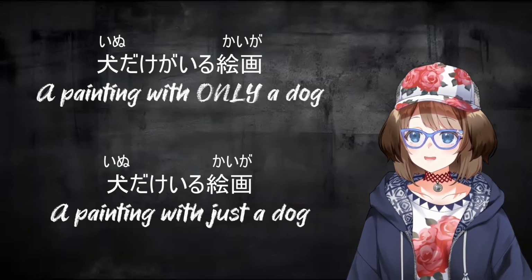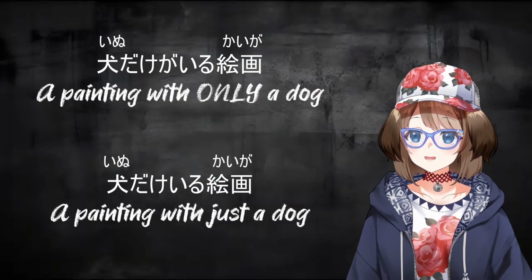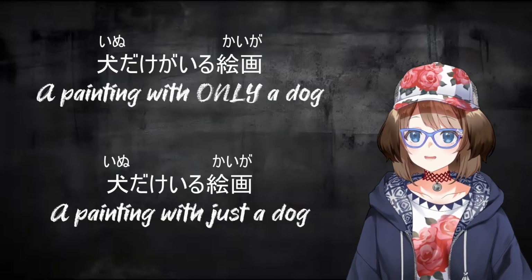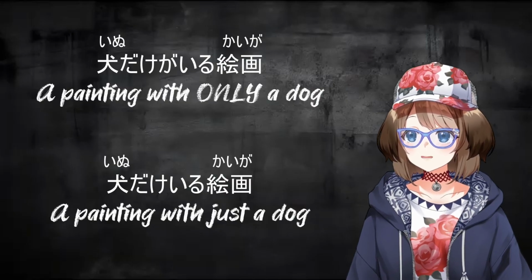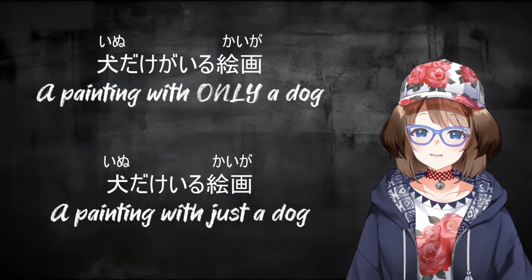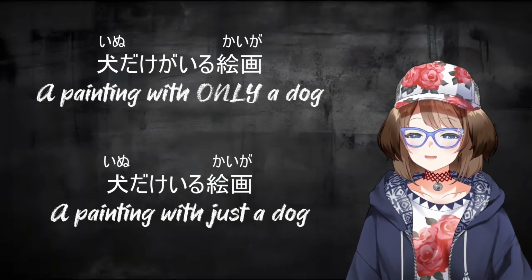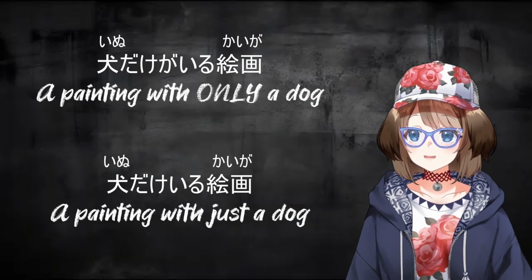And so casually, colloquially, when you're talking to people, dropping a particle is something that can happen from time to time. And especially with something like dake, which itself is a particle, dake can sometimes just kind of slot in and substitute for the particle. In fact, using dake in place of the particle might even be more common, right? So a very, very common, very casual sentence, or at least noun phrase, would be inu dake iru kaiga. A painting with just a dog in it.